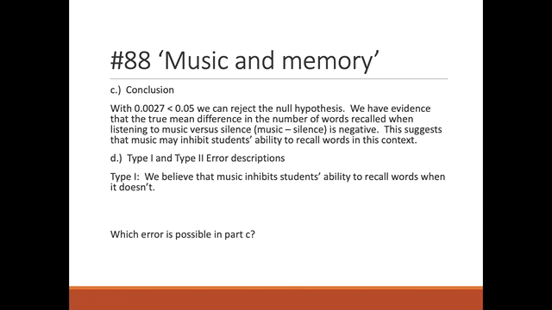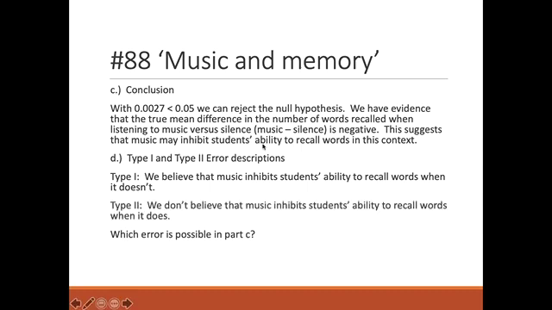So a type 2 error means we haven't rejected when we should. If we haven't rejected the null hypothesis, then in a type 2 error, we don't believe that we have evidence of the alternative. So notice then we would say we don't have evidence. We don't believe we have evidence that music will inhibit students' ability to recall words. But we're wrong. In fact, it does. So we don't believe that music inhibits students' ability to recall words when it really does. So those are probably the shortest descriptions you could give for what, in this context, a type 1 error or a type 2 error would mean.